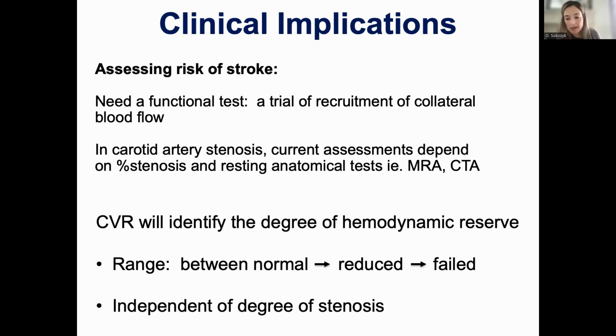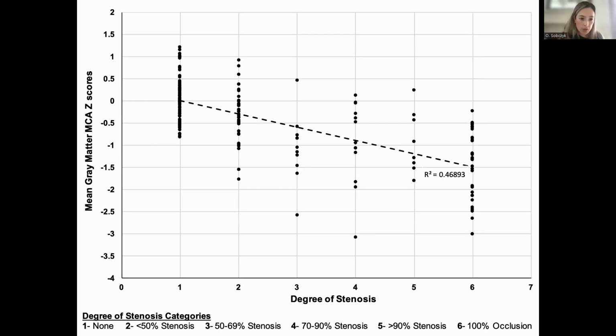If the collaterals are present, can they provide enough recruitable blood flow on demand in the presence of a stenosis? Presented in this graph is the relationship between degree of stenosis and CVR as a Z-score. You can see that the greater the stenosis, the lower the Z-score. There's also variability in the effect of percent stenosis on CVR at the higher percent stenosis categories, suggesting that variability across subjects increases with greater stenosis, which may suggest that the greater the degree of stenosis, the greater the difference it makes if there's collateral blood flow.